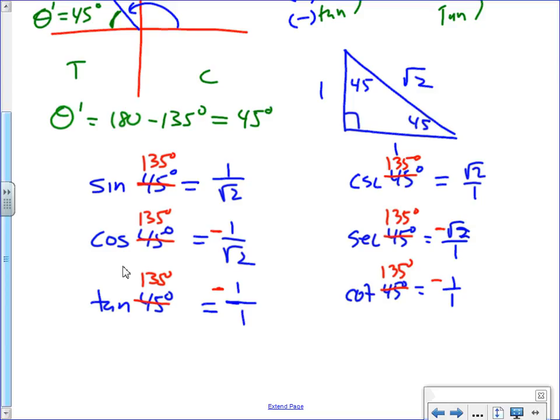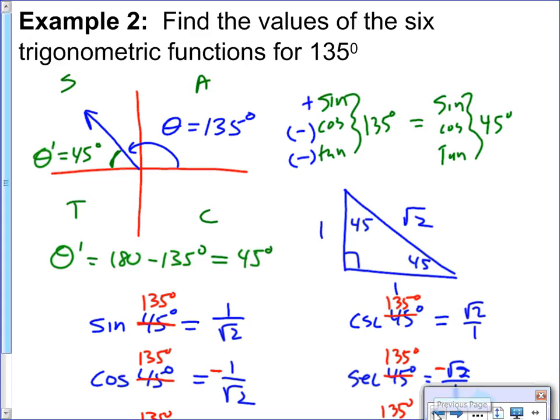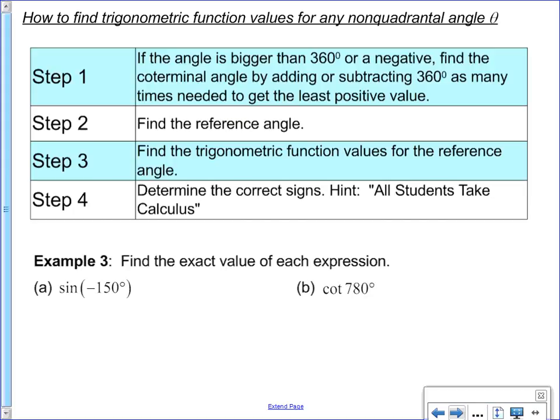So here's what we did in a nutshell. Four little steps. Did I go too fast? Were there any questions before I go on? Good. It helps to draw the triangle. So four simple steps. If an angle is bigger than 360 or negative, find the coterminal angle by adding or subtracting 360. We did that with that last problem, right? Find the reference angle, find the trig values for the reference angle, and then determine the signs by All Students Take Calculus.